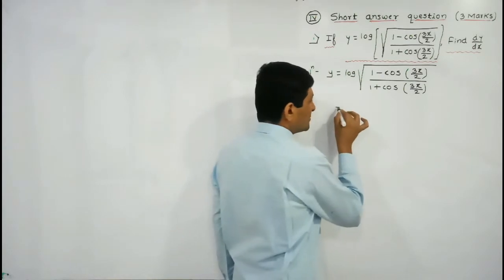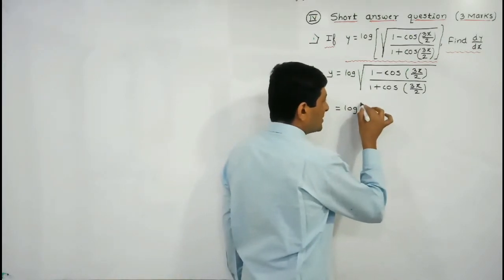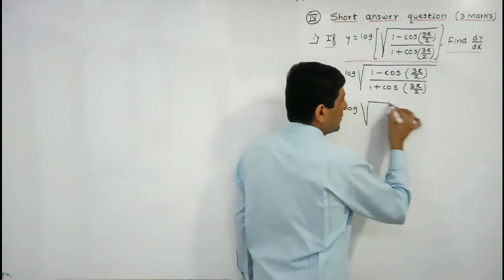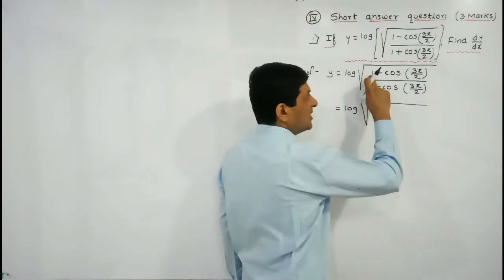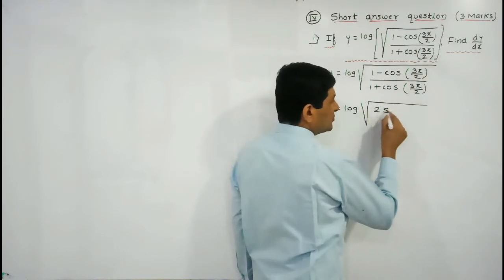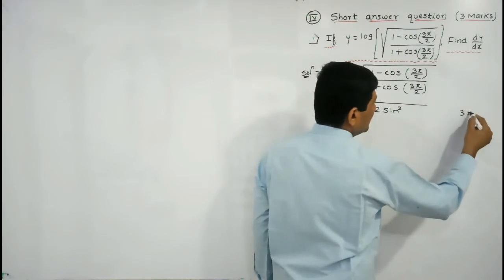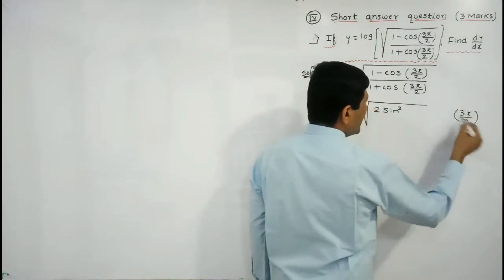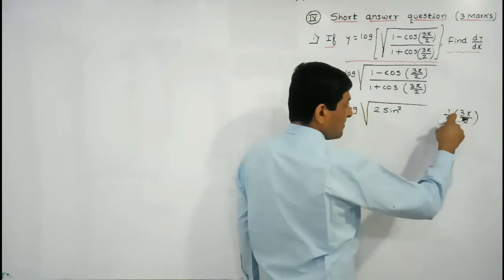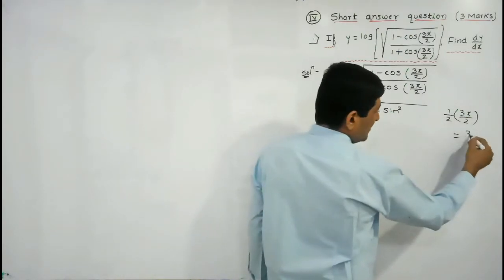So which is equal to, keep this log as it is. We have already studied half angle formulas. According to half angle formulas, 1 minus cos theta can be written as 2 sine square theta by 2. What is theta here? 3x by 2, and divided by 2. Because we are trying to find the value of theta by 2. After simplifying, what will we get?